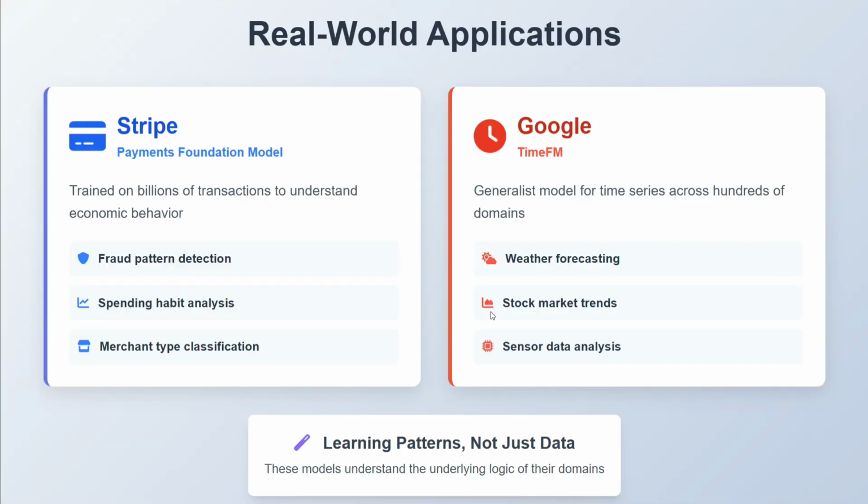Talking about real world applications, you must have heard that recently Stripe came up with a payments foundational model trained on billions of transactions. This was not paragraphs, this was not text, this was transaction tabular data for fraud detection, spending habit analysis, and merchant type classification. Google came up with the TimesFM model for stock market trends, sensor data analysis, weather forecasting, and we have image models also.